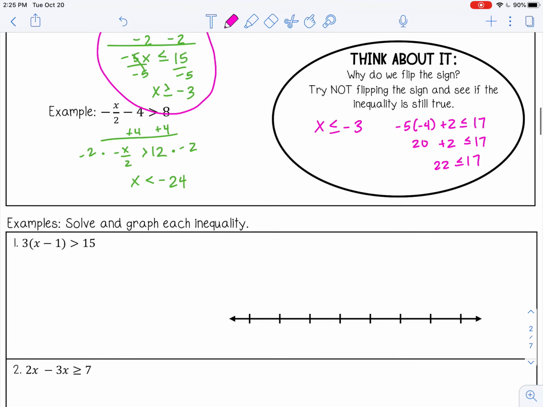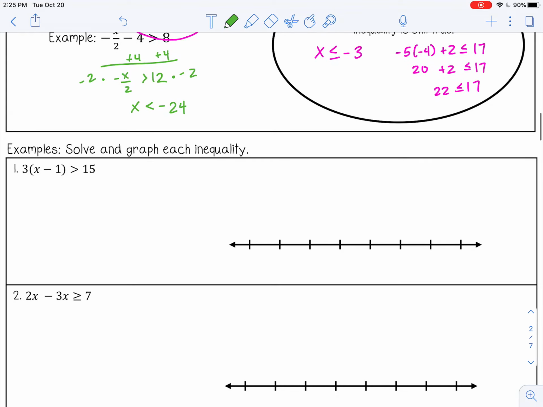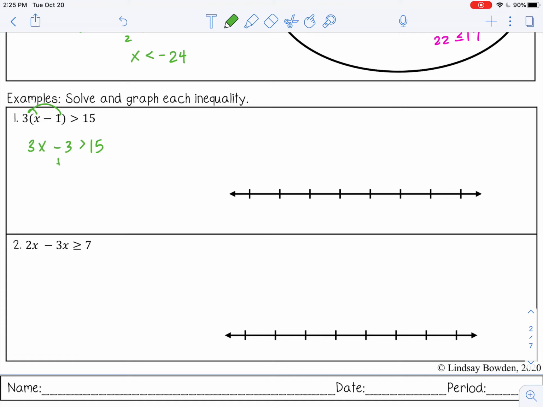Okay, let's try a few more examples. So this first example, I'm going to distribute. So 3x minus 3. Then I will add 3 to both sides. Then divide by 3. So x is greater than 6. Okay, so if I want to graph these, I just usually pick somewhere in the middle to put my answer. So I'm just going to put 6 here. And then just count up and count down from there. So this is going to be an open circle because it's greater than. And I'm going to shade to the right. All the numbers greater than 6.